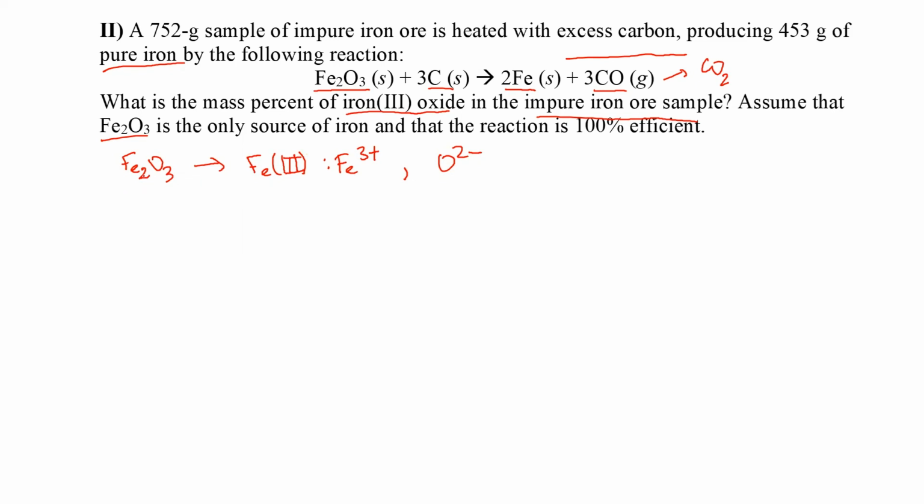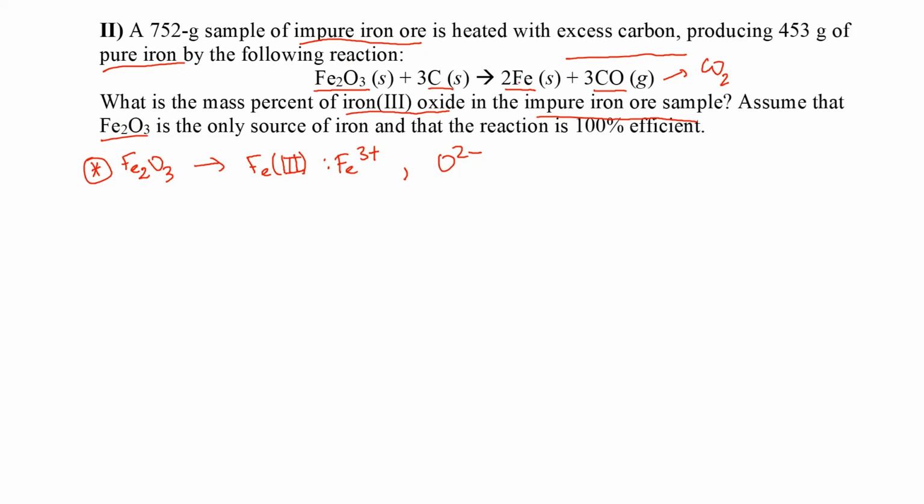You have 2 times iron and 3 times oxygen. Okay, so that was the first remark here. Now, what is the mass percent of iron trioxide in the impure iron ore? So we have impure iron ore. So we have iron ore in the sample. In this 752 gram, we have Fe2O3, but we have other impurities. So this is a reaction that we use to purify it and get pure iron.